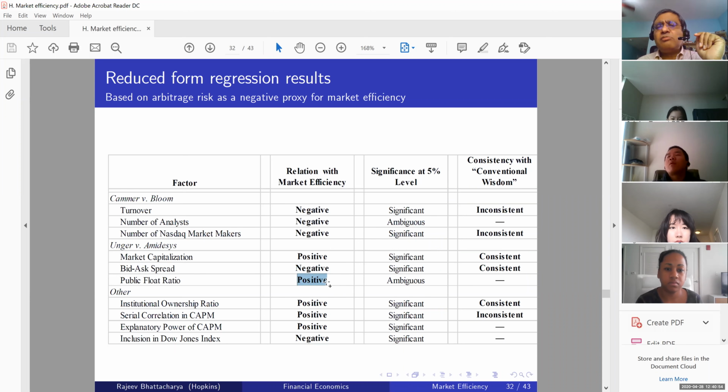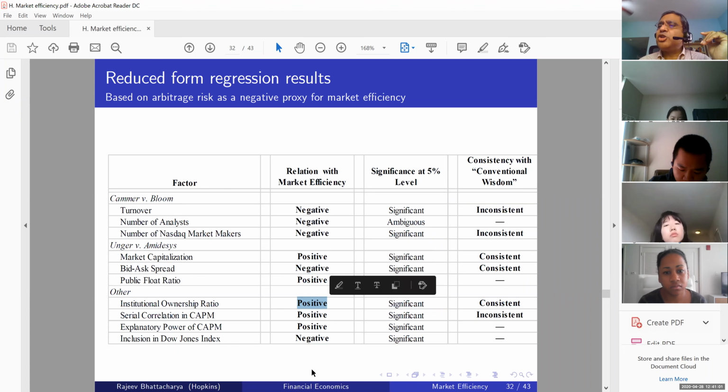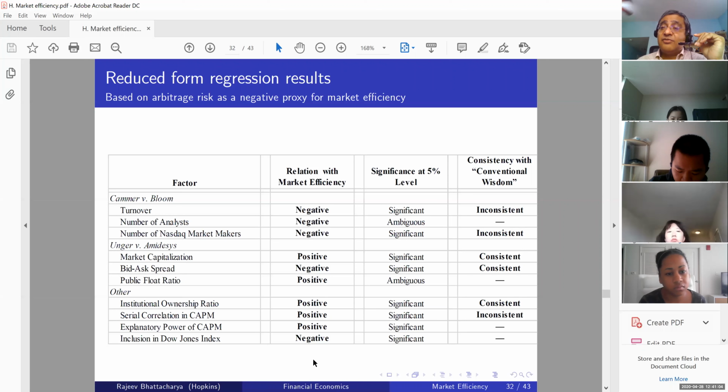Public float ratio is positive. Not quite sure what to make of that. Institutional ownership ratio, market efficiency is positively related to that. The idea is institutional investors tend to be more active and more informed traders. So the higher the proportion of your shares owned by institutional investors, the more likely they are to price it correctly. The other things, we can just go on.